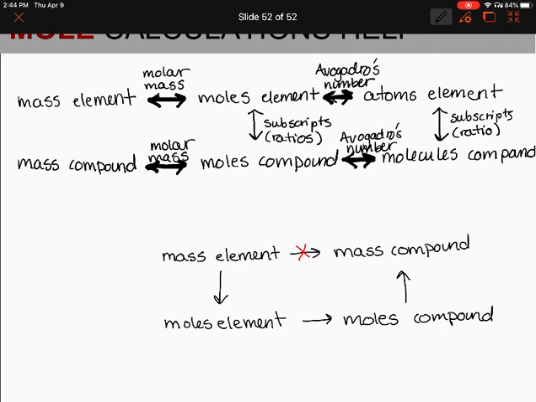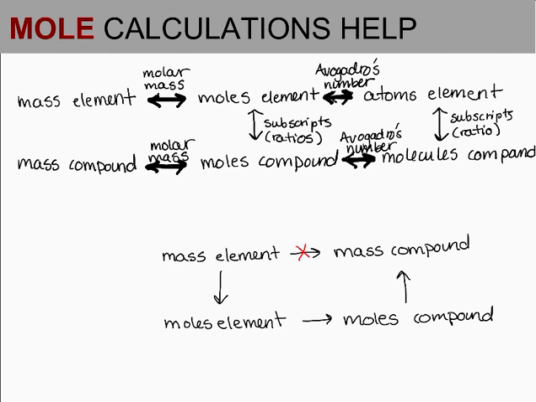And so I'm really just following the chart up above, but I'm showing it in a different form. So to convert from the mass of the element to moles of the element, you're going to use molar mass. And then to convert from moles of the element to moles of the compound, you'll use any ratios between them. And finally, to convert from moles of the compound to the mass of the compound, you'll use the molar mass of the compound.